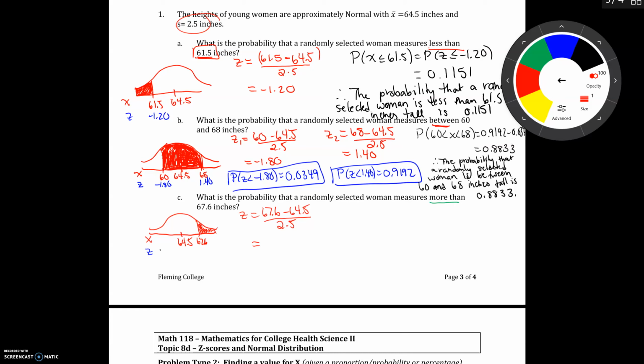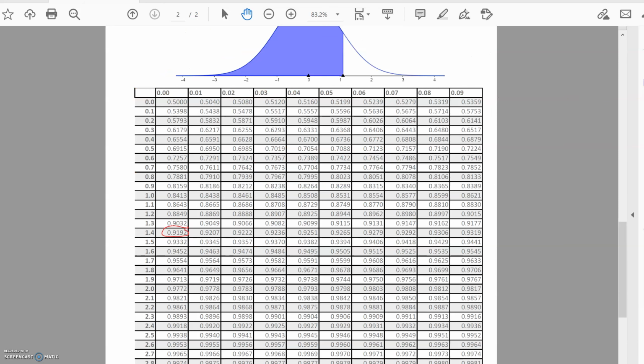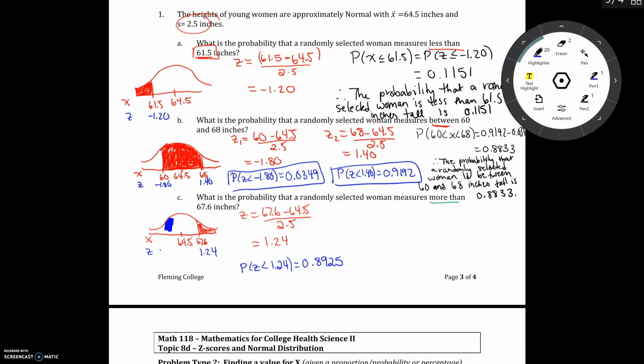So I take my x value, I subtract the mean, and divide by the standard deviation. Putting that into our calculator, we end up getting a z value of 1.24 when we round to 2 decimal places. Our next step will be to look up the value in our table. So I look up 1.24, which comes out to 0.825. Now I want you to remember that the value on that table that we look up is the value to the left, the value less than a particular z-score.